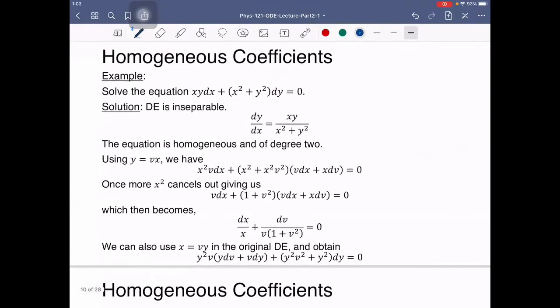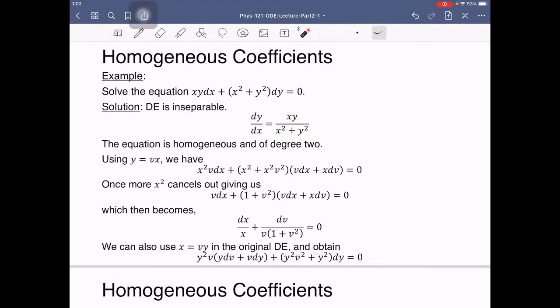So, let's use another example. So, solve the equation xy dx plus quantity x squared plus y squared dy is equal to 0. So, balikan ulit natin yung ginamit natin na technique. So, this can be written as dy over dx is equal to xy over x squared plus y squared. So, kung titignan nyo, this is a homogeneous equation of degree 2.